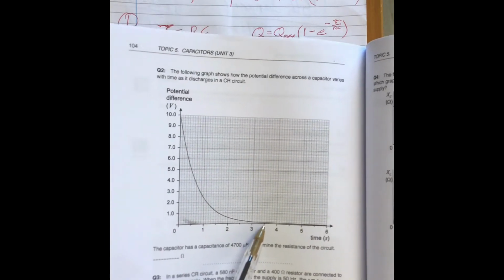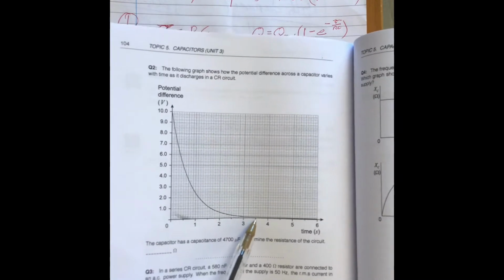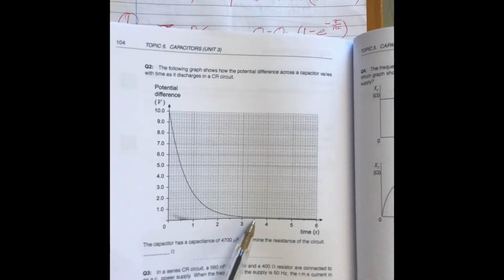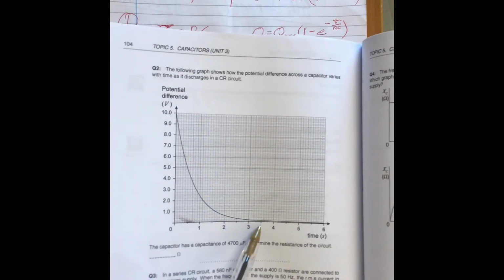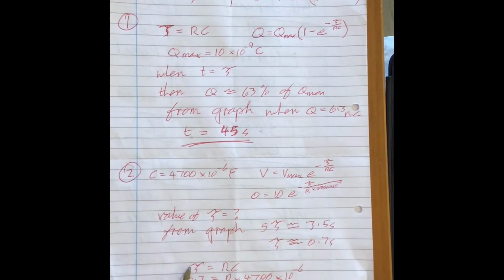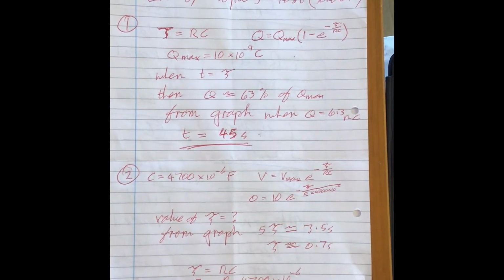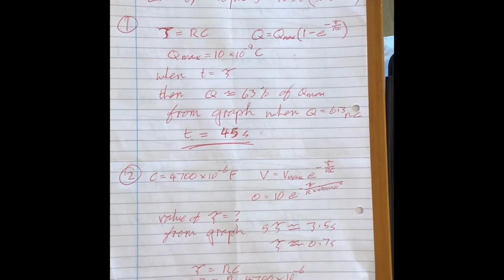So 3.5 seconds fully discharged, therefore 5 time constants is 3.5 seconds, 1 time constant is 0.7 seconds, and then I have enough information to use my tau equals RC: 0.7 equals the resistance times the capacitance, which should give us about 150 ohms.